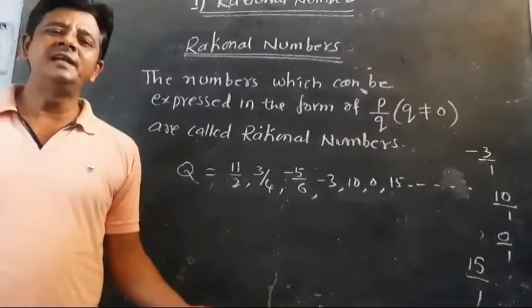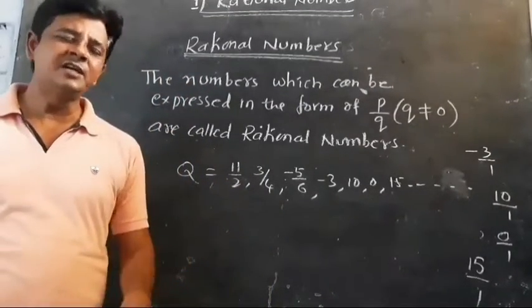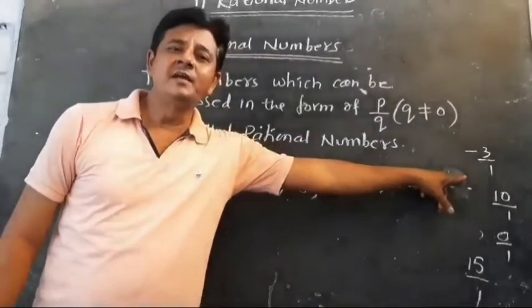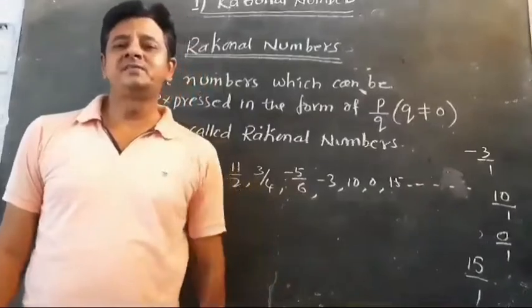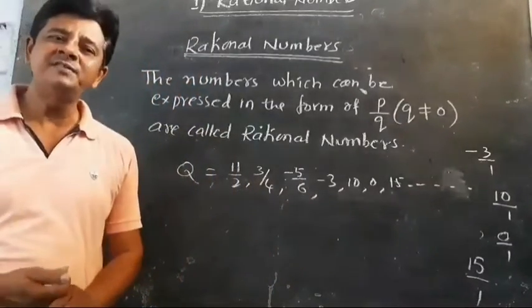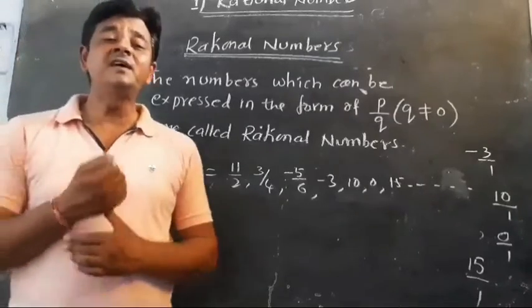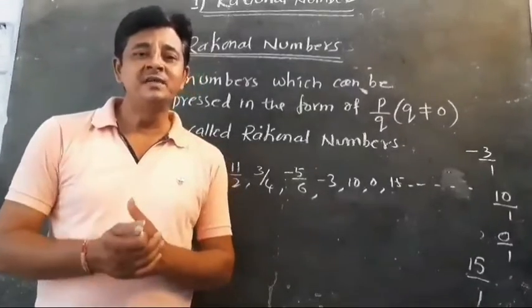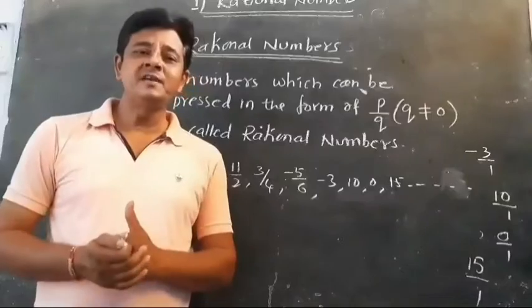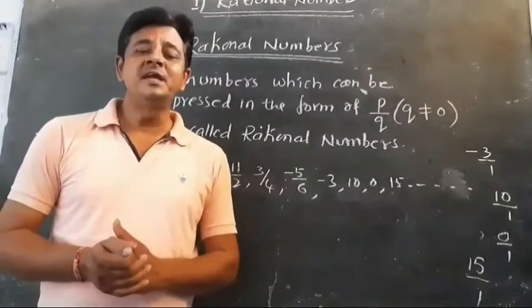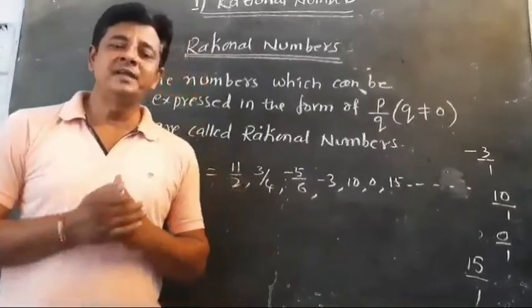Minus 3, that is an integer. You can say that is a rational number because you can write minus 3 by 1 also. Understand? All these are also rational numbers. And our topic is rational numbers. And we are going to discuss some different properties of rational numbers as well as addition, subtraction, multiplication and some more applications of rational numbers in this chapter.